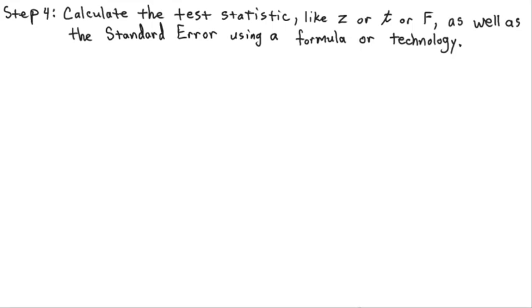Now, oftentimes the way that we get this Z or T or F or whatever test statistic we're calculating, it often comes from some formula, or we use some kind of technology like a software application or maybe a graphing calculator. In step 4, sometimes if it's necessary, we'll also calculate the standard error, which is often useful for many formulas and also very useful in doing a confidence interval, which is going to come in step 6.